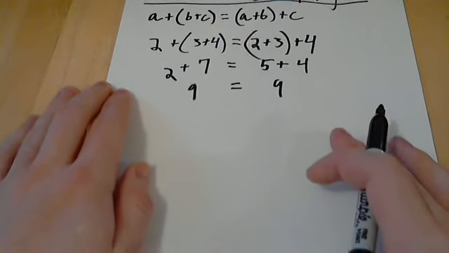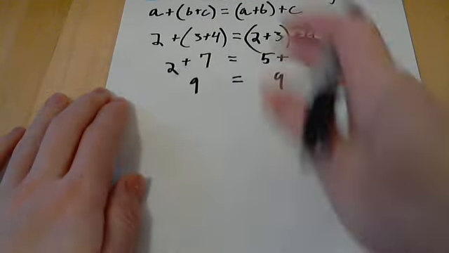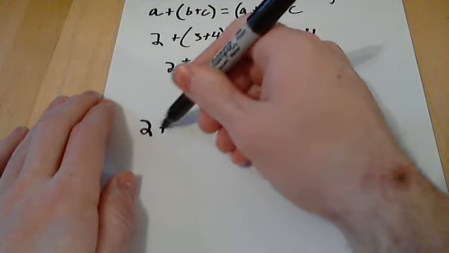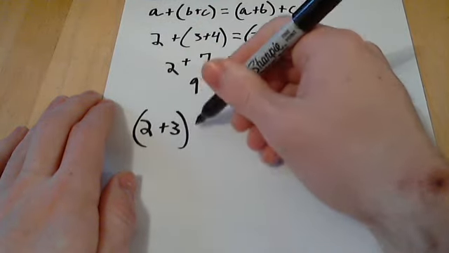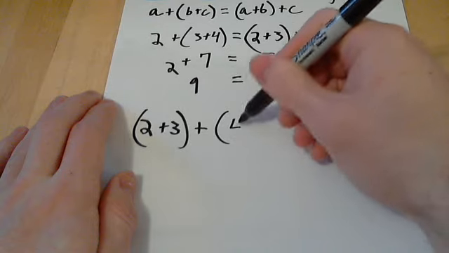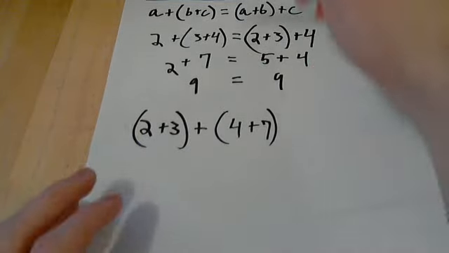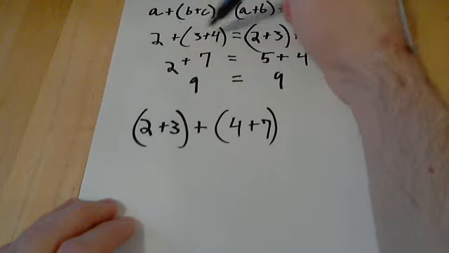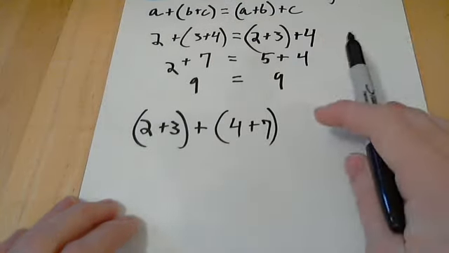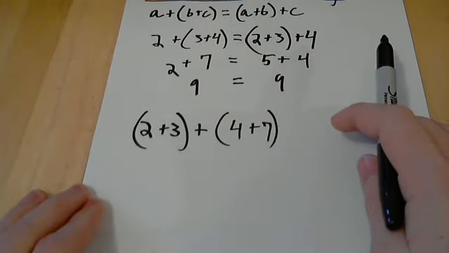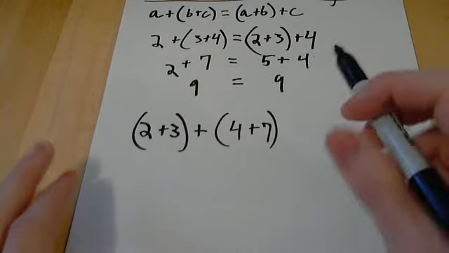So a little bit more complicated example would be something like (2 plus 3) plus (4 plus 7). And this kind of just shows that you can have more than 3 terms. See, up here we had 1, 2, 3 terms, but down here we have 4. There's really no limit to the amount of numbers that you can have as long as it's all addition.